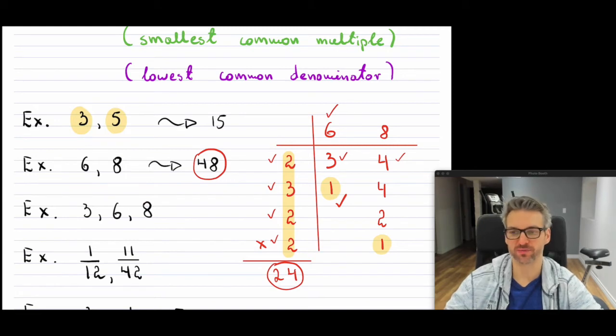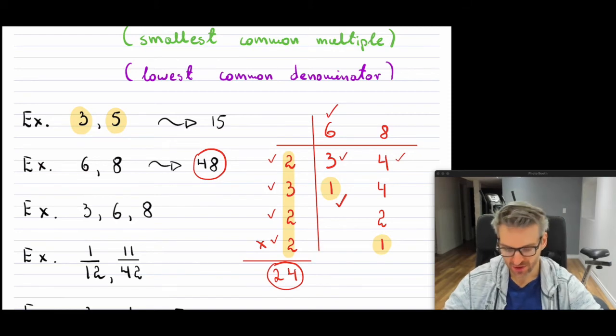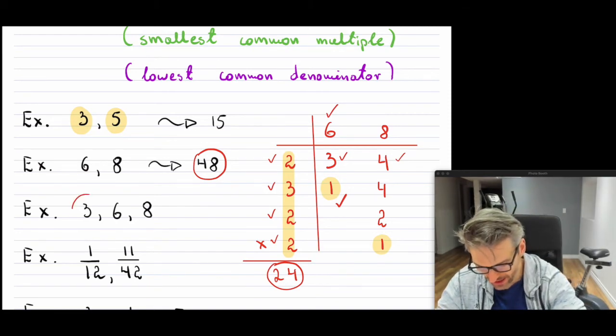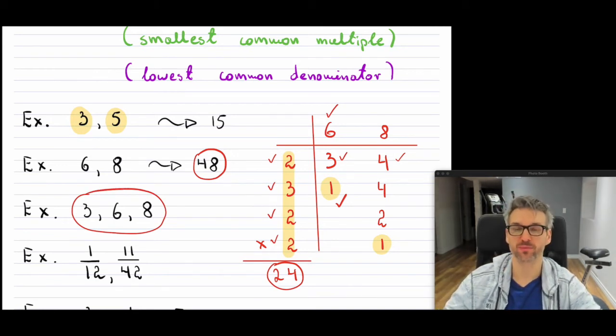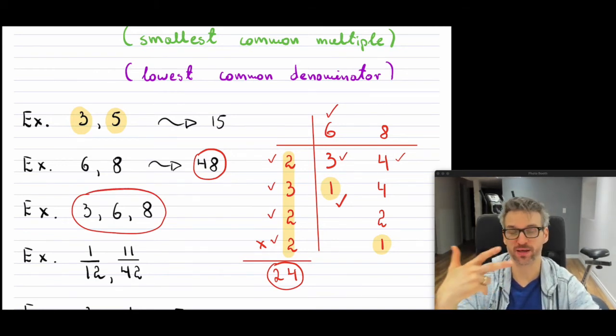Now I want to use this method again for the next example and again for the next two. Okay, so if you've grasped it already, great. If you haven't, let's take a look at a few more examples. So here we now have three numbers and we want to find the lowest common multiple between all three. Not just between two, but three.